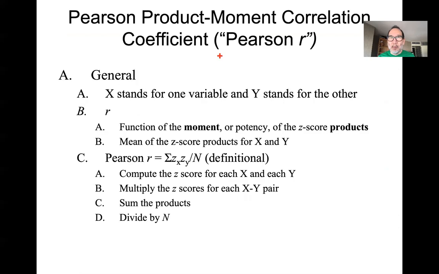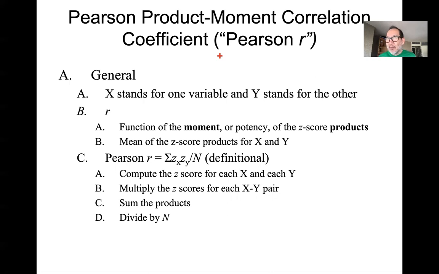As we mentioned before, there are a number of different correlation formulas, but the one we're going to focus on is the Pearson product moment correlation, or Pearson R. What the Pearson R represents is a relationship of one variable, well, we have two variables, right? We'll call one X, the other Y. We can say depression is X and Y is anxiety. And R represents the function of the moment, or potency, of the Z-score products.